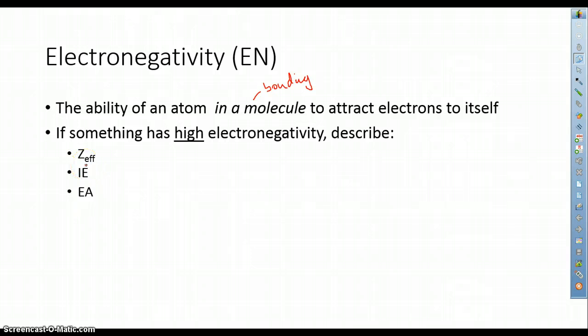That means it requires a lot of energy to remove, it stays the same. Wow, it stays the same as ionization energy. So that means it requires a lot of energy to remove an electron, especially if it wants to hold on to them because of its high electronegativity.